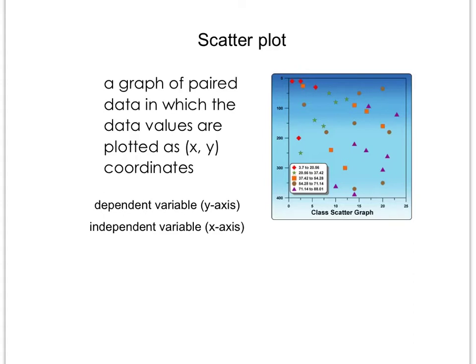A scatter plot is just a graph of paired data in which data values are plotted as xy coordinates. The dependent variable is the y-axis and the independent variable is the x-axis. Independent means that it can stand by itself. It doesn't change based on something else. Another word for these are inputs and outputs. Our output changes based upon what we put in for our input. So the output depends on what the input is. That's why they're called independent and dependent variables. But this is what a scatter plot looks like, and this is what we're going to deal with. Alright, let's move on to the next slide.